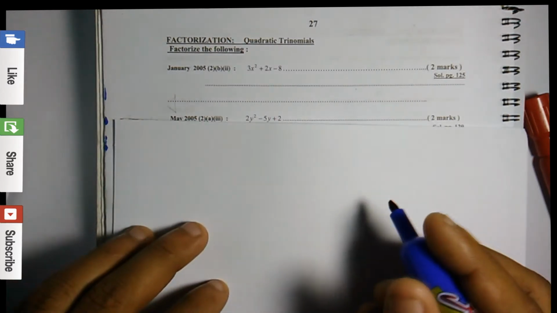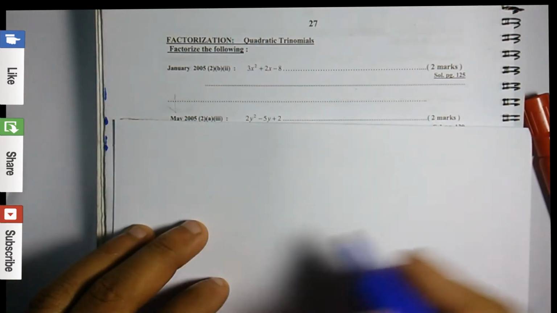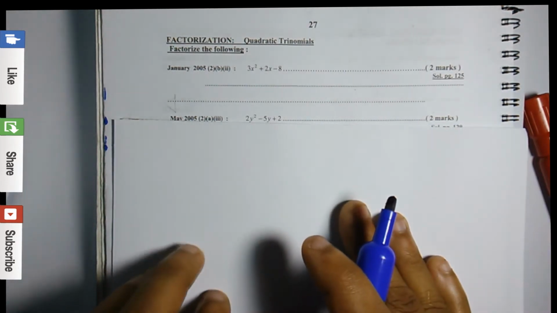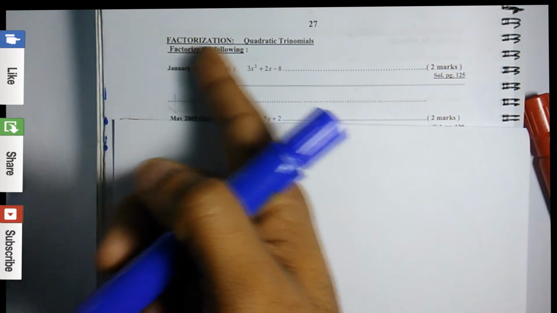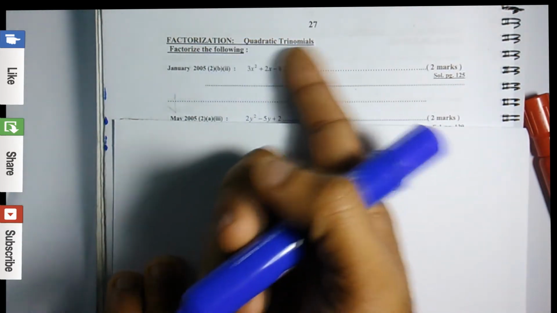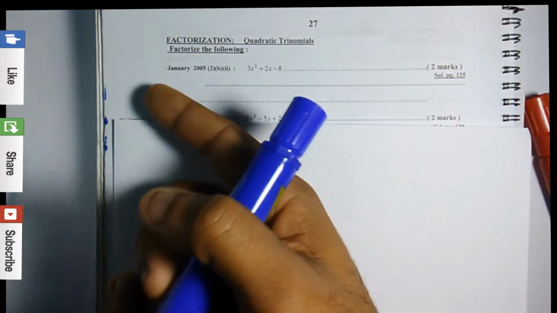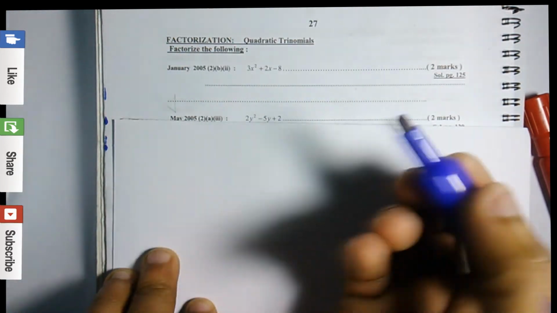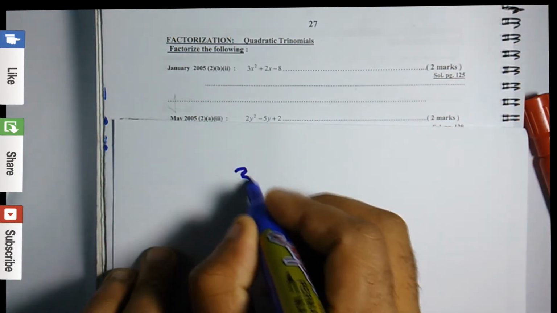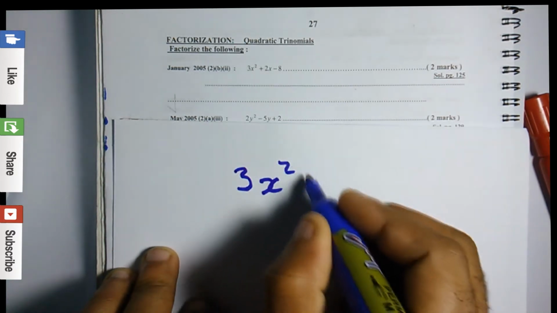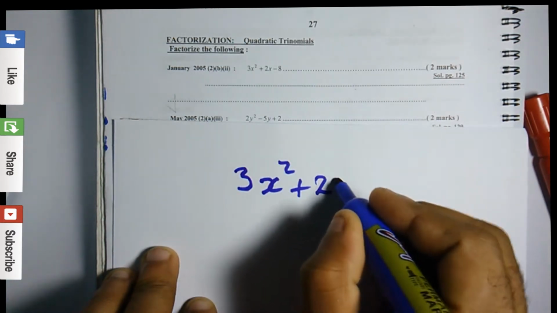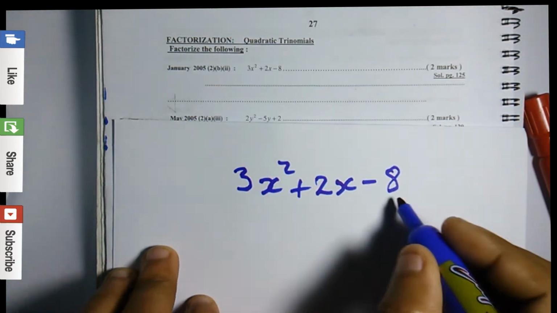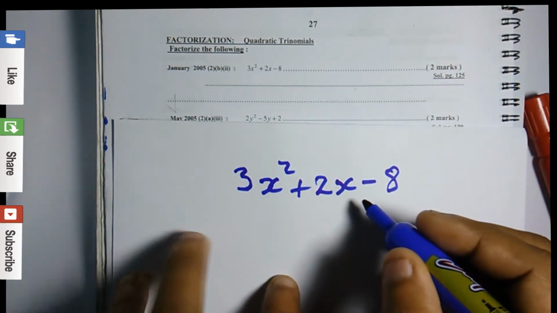Now, in this video, I'll be looking at quadratic expressions. I'll be factorizing them. So, factorization of quadratic trinomials. So, we have the quadratic 3x squared plus 2x minus 8. Now we're going to factorize this quadratic trinomial.